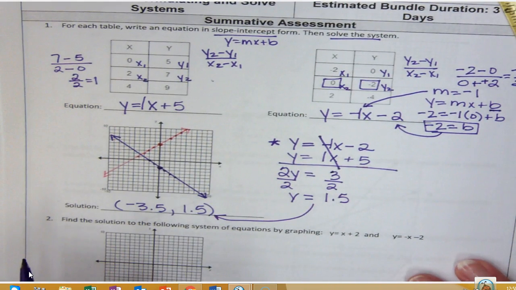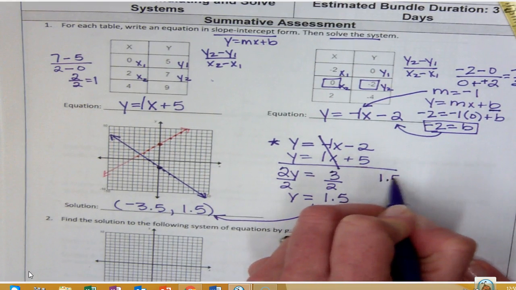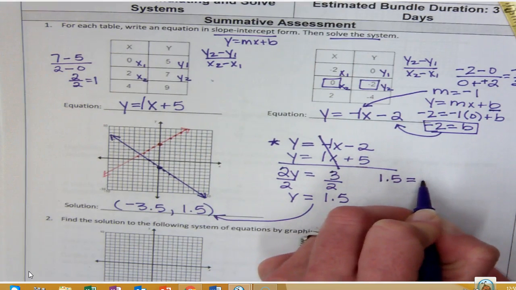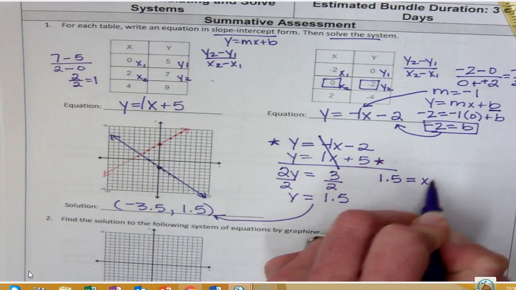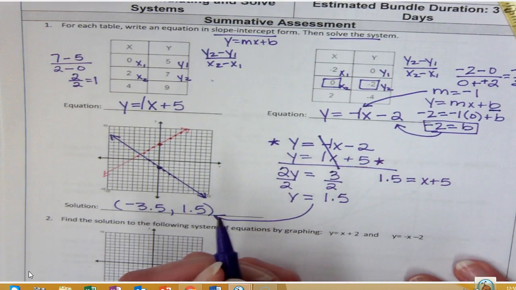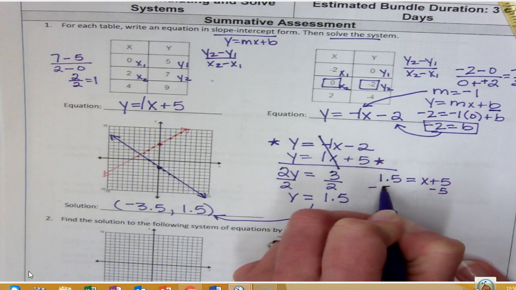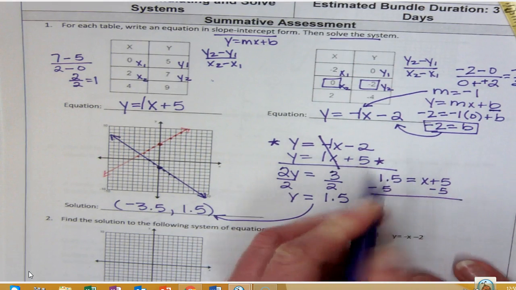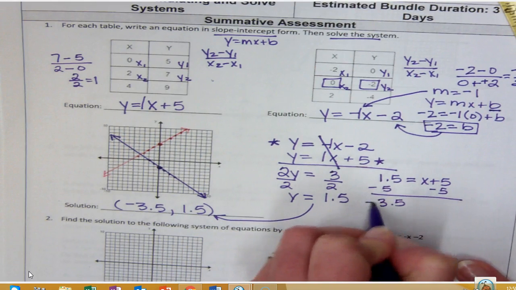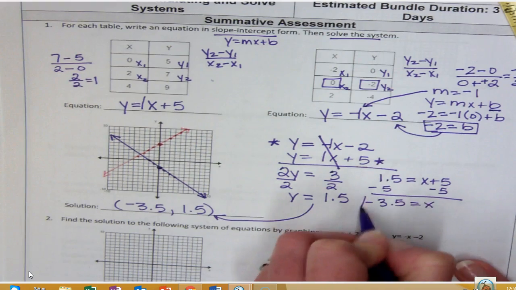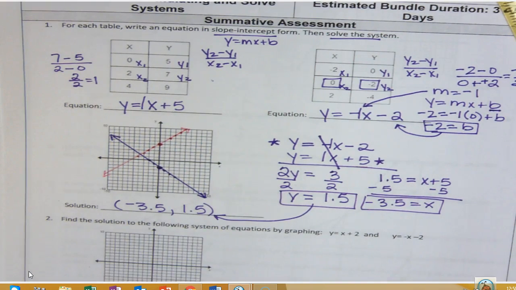Then when I substitute in 1.5 for y, I get 1.5 equals, I'm going to put it into this one here, x plus 5. And I'm going to subtract 5 from both sides. 1.5 minus 5 gives me -3.5. So there it's solved in both ways. You can solve it both ways.